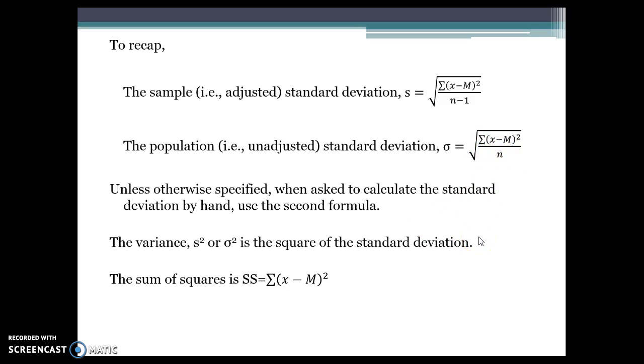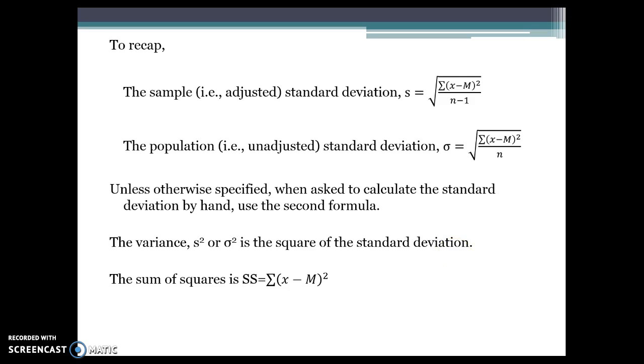The hand calculations that you're going to be doing for the textbook and for MyStatLab, that's the second calculation here. That's the one with n in the bottom. The variance is s squared or sigma squared, and that's just the values that are underneath the square root here. Or if they give you the standard deviation, you could just take it and square it. And then the top part of this fraction here underneath the square root, that's called the sum of squares.